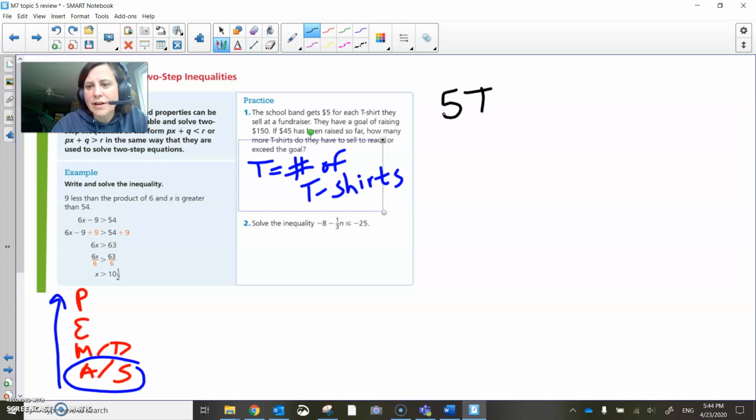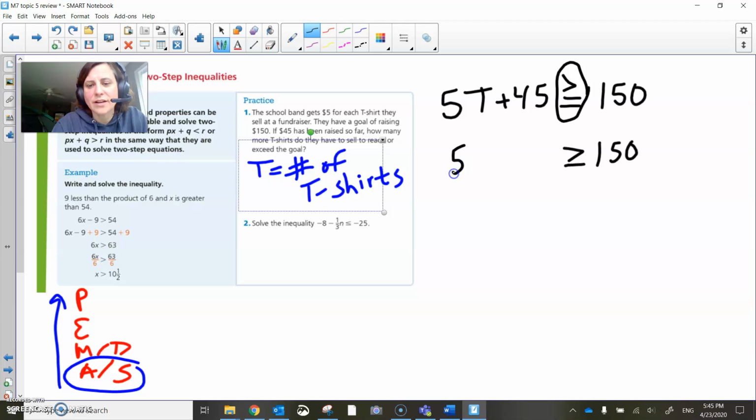Okay, so every time they sell a t-shirt, they get $5. Their goal is to raise $150. They have already raised $45. So $5 per t-shirt plus $45. They want it to be $150 minimum. So they either want their final number to equal 150, or they would be totally okay if it was bigger than 150. And remember, the tricky way to write this is greater than or equal to. They try to get so clever on us.